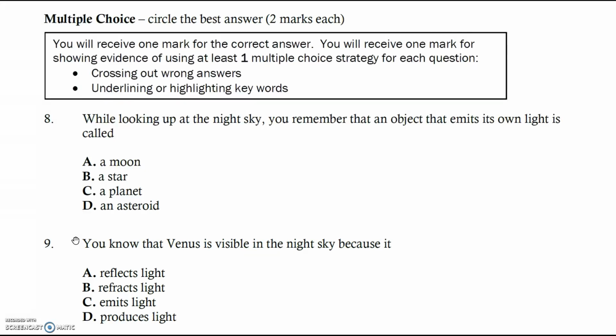So let's do number 8. While looking up at the night sky, you remember that an object that emits its own light is called A, a moon, B, a star, C, a planet, or D, an asteroid. Number 9. You know that Venus is visible in the night sky because it A, reflects light, B, refracts light, C, emits light, or D, produces light.